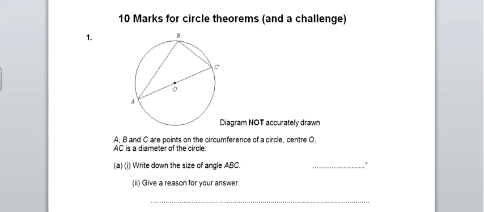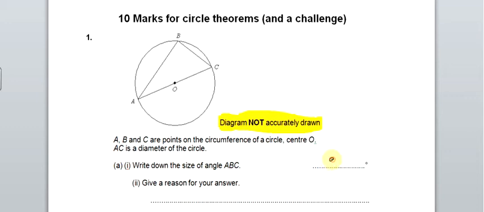One of my favourite topics, this. So we've got a circle here. Notice the diagram's not accurately drawn. I'm pointing this out because there's always somebody who tries to solve these by measuring. You can't use your angle measure on it. And it tells us that A, B and C are points on the circumference of a circle. Well, we can see that. The centre is O, we can see that as well, and AC is a diameter of the circle. That's important. Write down the size of angle ABC.